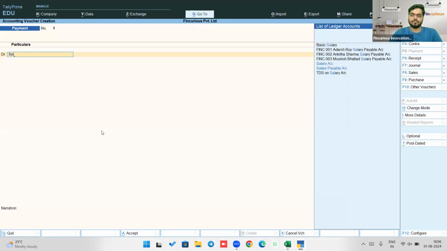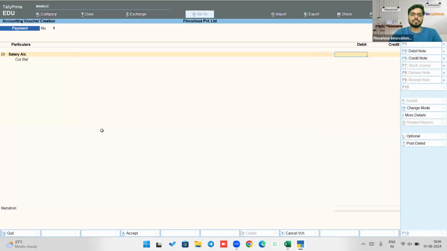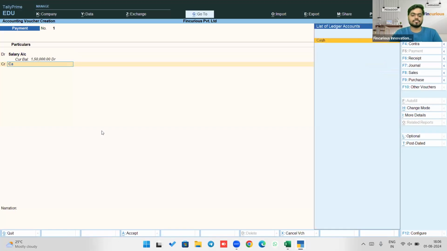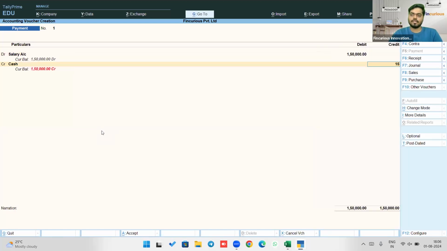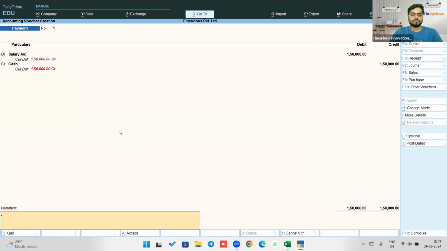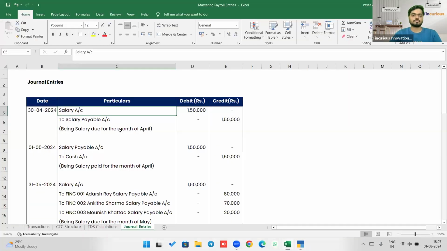Now what is the account I need to debit? Salary account I need to debit. Salary account is debited with 1,50,000 and credit cash account with 1,50,000. So being cash paid, enter, accept. So that is the normal salary payment entry.